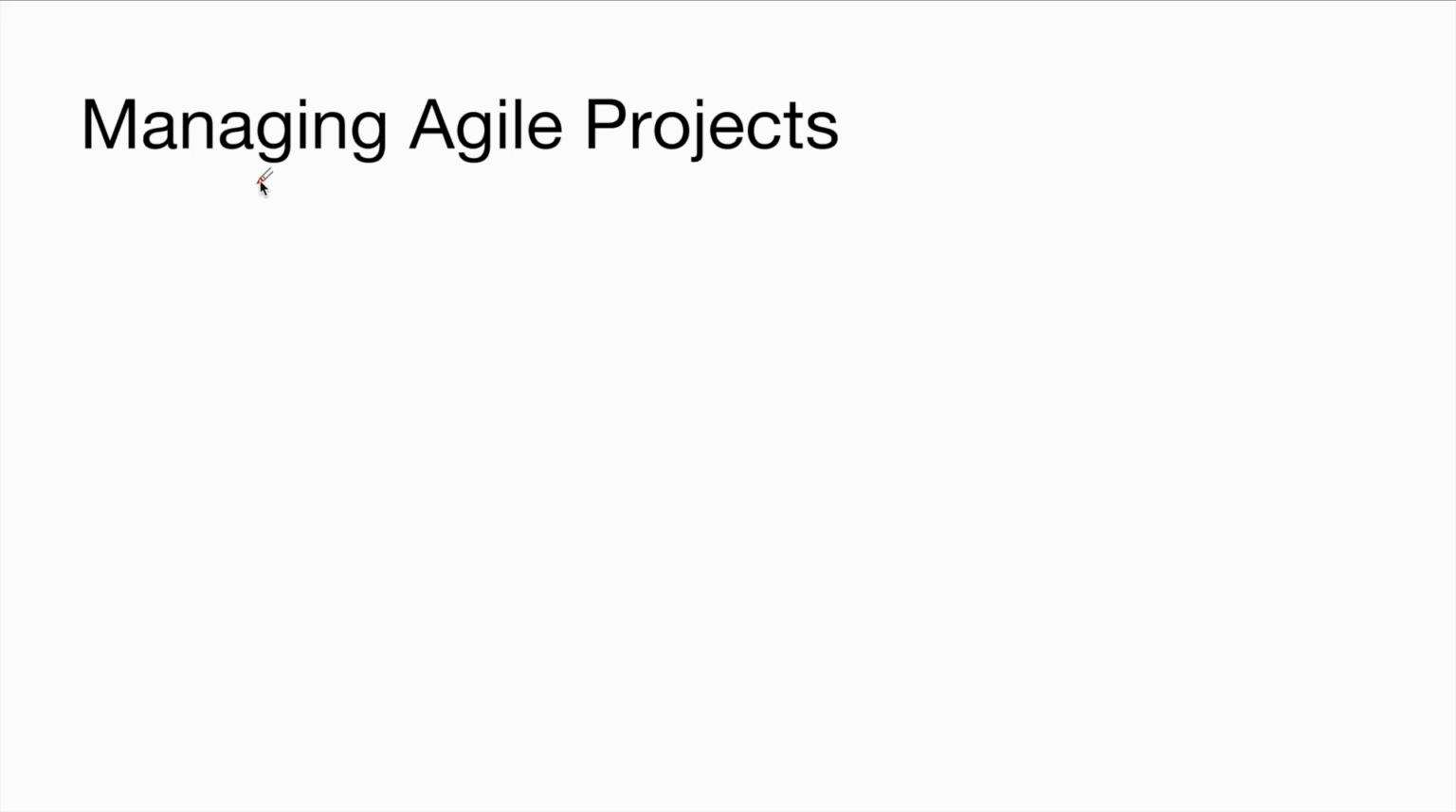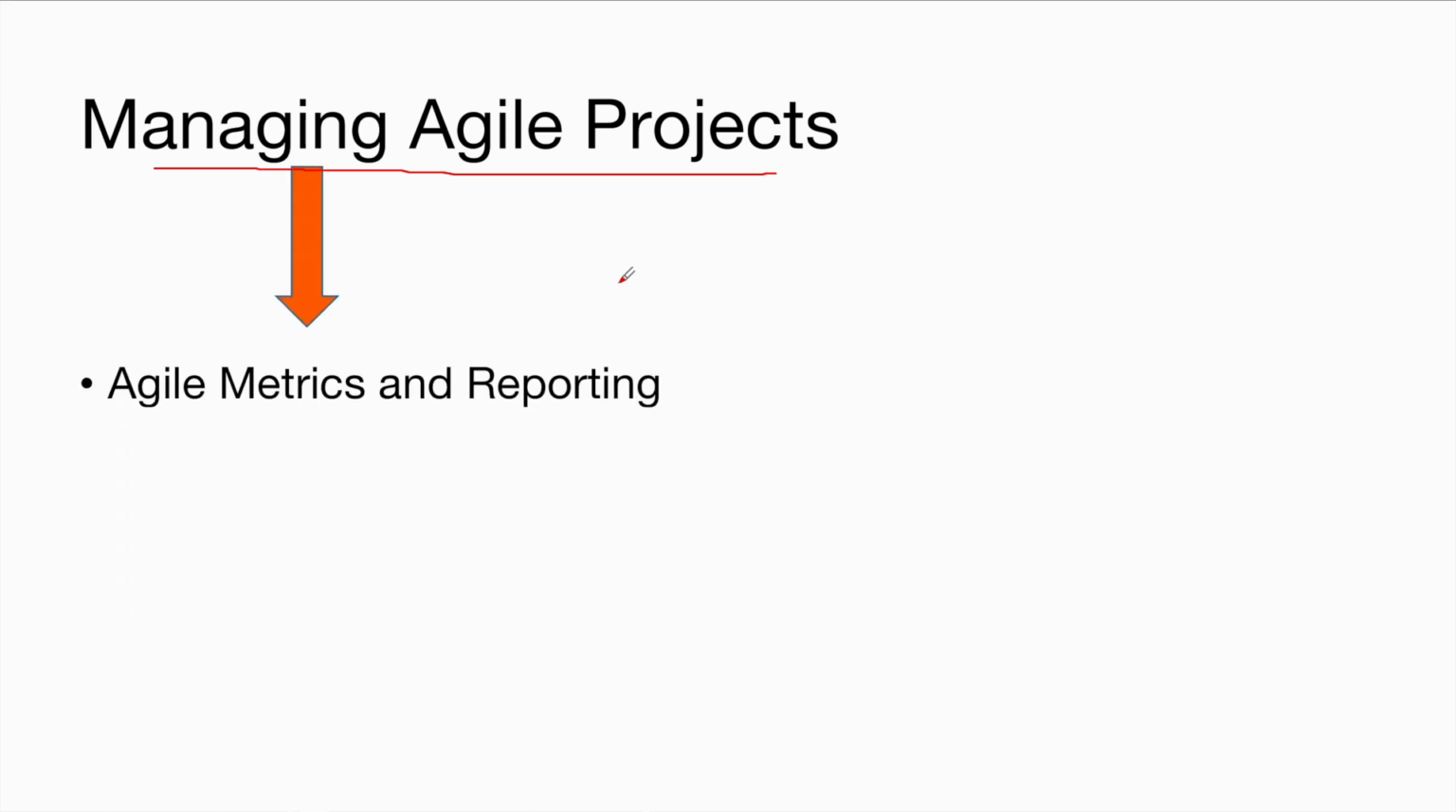Hello, welcome. In this section, we will discuss managing agile projects. Under managing agile projects, there are two important sections that we will be focusing on. They are agile matrices and reporting, and agile risk management. In this lecture, we will focus on agile matrices and reporting.